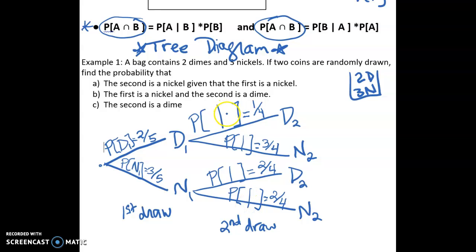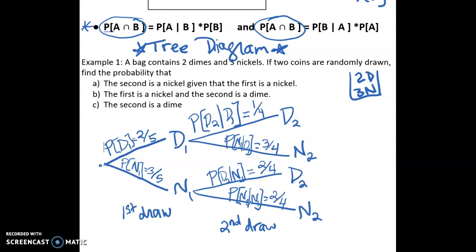All right, so this one, it's conditioned on D1, right? We came down the D1 branch, so we want to know what's the probability that the second thing is a dime, given that the first thing was a dime. This is N2. This is D2 given N1. And this is N2 given N1. All right. So now we have this whole diagram filled out, and we can answer lots of questions.